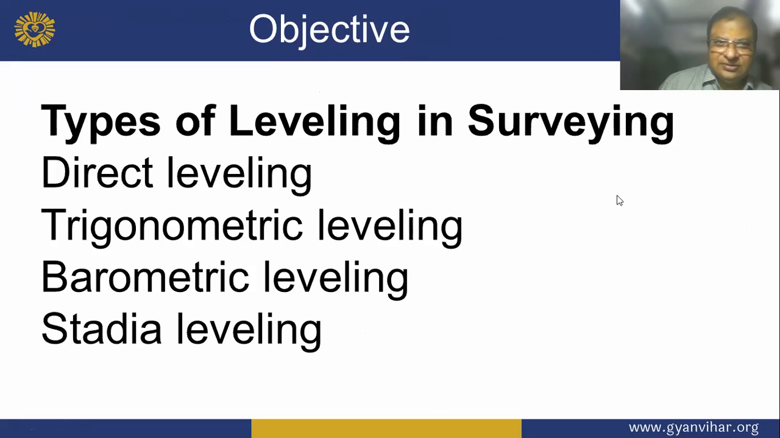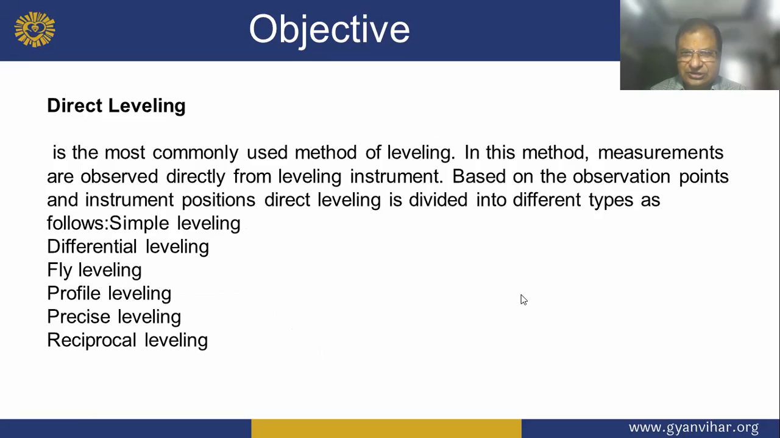Dear boys, the types of leveling in surveying are: first, direct leveling, and then trigonometric leveling, barometric leveling, and stadia leveling. These four types of leveling are available in our engineering education. So one by one we will study them.